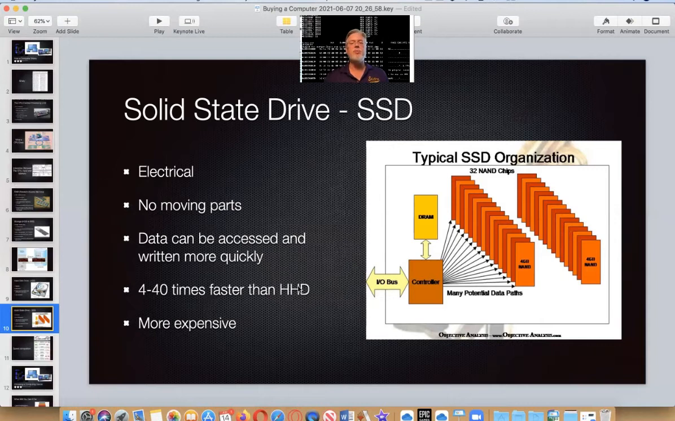Oops, that should be an HDD. Sorry, I'm going to fix that now. Hard disk drive. But it's more expensive. This is the stuff that is used in our phones and our tablets because it's so slim, it's so small.